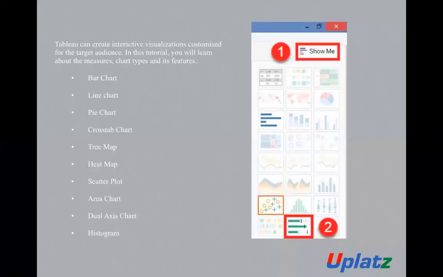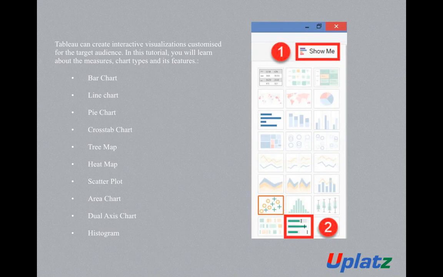So Tableau can create interactive visualizations customized for the end users. Based on the user requirement, you can create graphs. In this tutorial, we will be looking at some types of charts that Tableau has, and some advanced ones would be taken up in the next session. So we would be looking at bar chart, line chart, pie chart, crosstab chart, tree map, heat map, scatter plot, area chart, dual axis chart, and histogram.